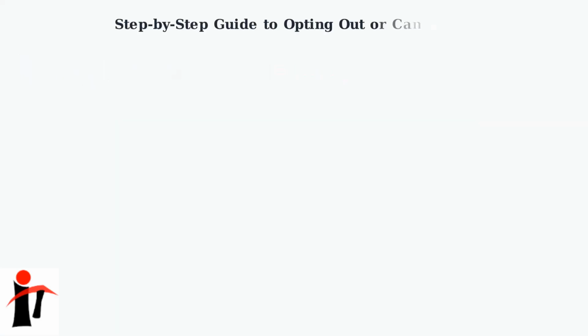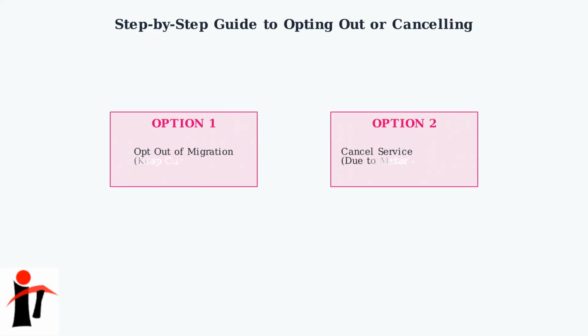When facing a forced plan migration from T-Mobile, you have two main options: attempting to opt out of the migration or exercising your right to cancel your service entirely. Option 1 is attempting to opt out of the migration and keep your current plan. Option 2 is canceling your service entirely due to material adverse changes to your agreement.